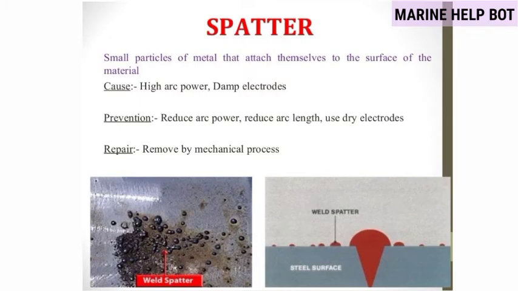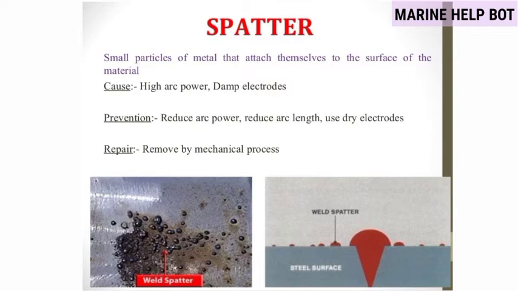Now moving towards our next defect, spatter. In this defect, small particles of metal attach themselves to the surface of the material. This is due to high arc power and damp electrode. In the image, it is clear that some small particles stick to the surface of the base metal. So this defect is known as spatter.